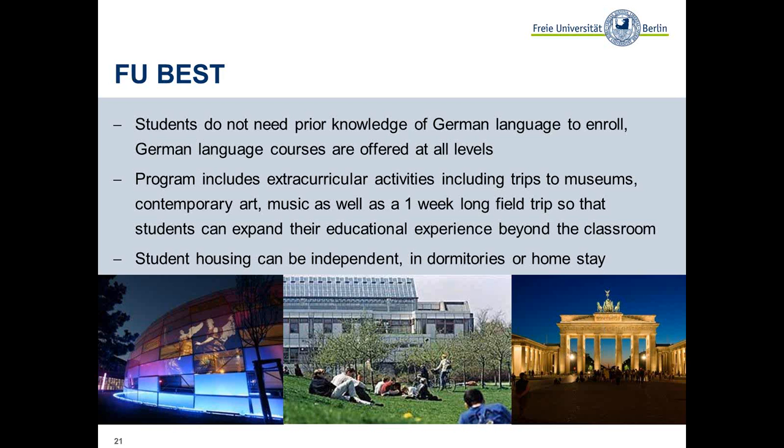And same as with FUBIS, there are different housing options depending on what the student wants. The average cost for a semester in FUBEST, including housing, is around 7,000 euros. Just to make that very clear, FUBEST students usually do not pay home tuition, or there is a special arrangement with their host home institutions so that they don't pay their full home tuition in the FUBEST fee. So that's just background information for you.